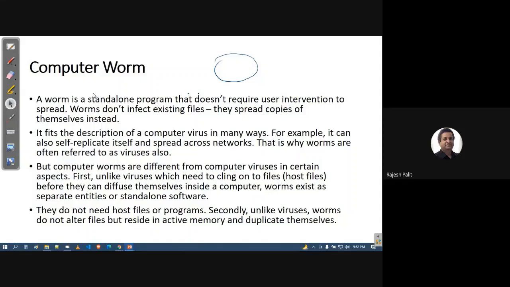The difference between a worm and a virus is that, unlike viruses, which need to cling onto files before they can diffuse themselves inside a computer, a worm exists as a separate entity or standalone software. You already know that. The worms do not need a host file or program. Secondly, unlike viruses, worms do not alter files but reside in active memory and duplicate themselves, and they degrade the performance of the system.